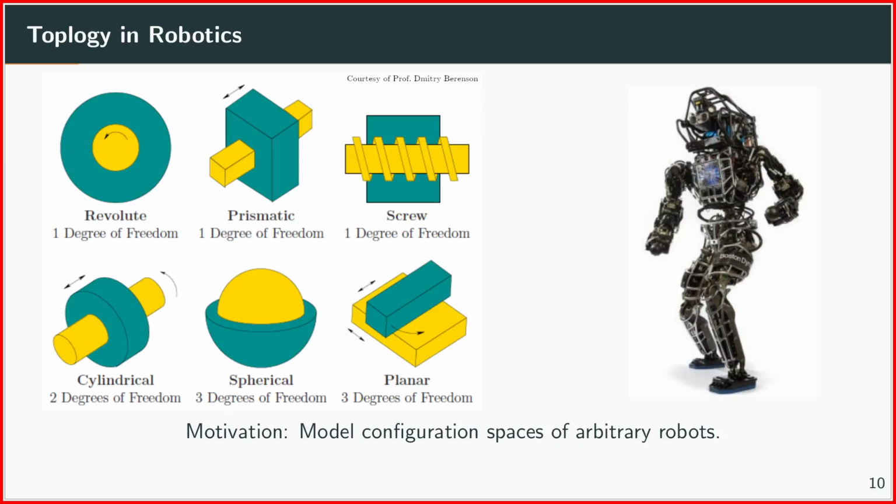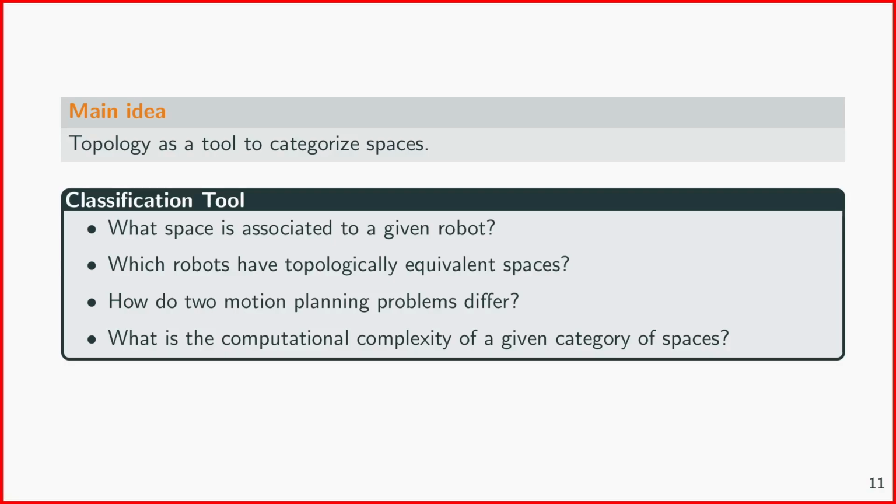And the way to go there is to basically understand how you can translate all the possible joint types which this robot has into different mathematical spaces and then put them all together to construct configuration spaces. And I would say the main idea of topology here is really that topology is a tool to categorize spaces. And so as a classification tool, it basically answers some very important questions about configuration spaces.